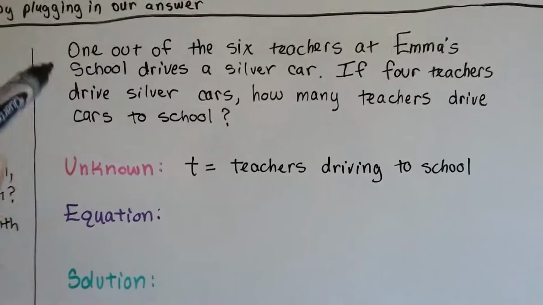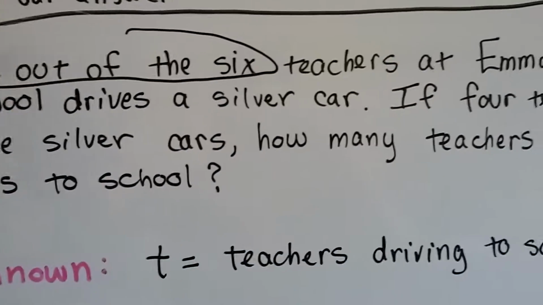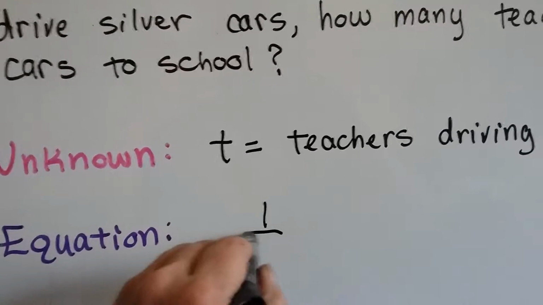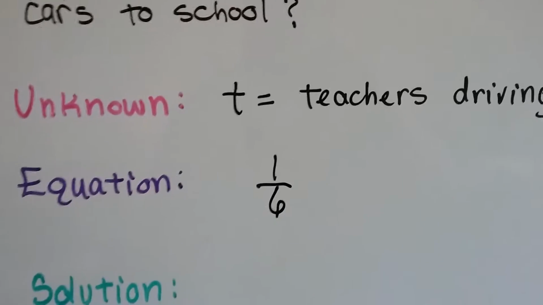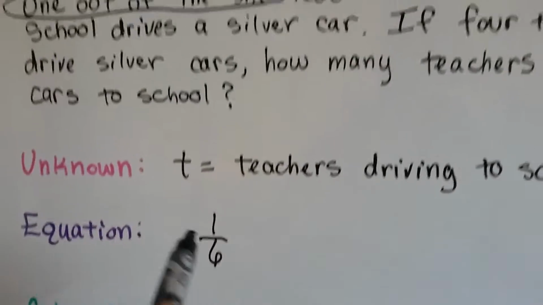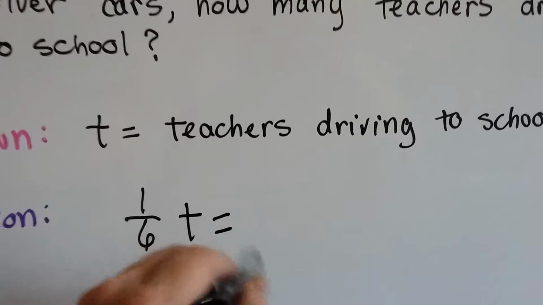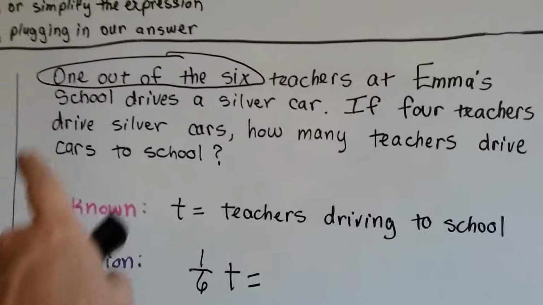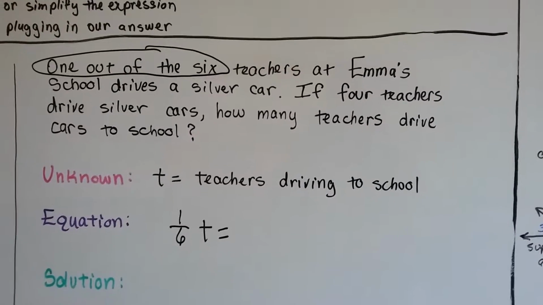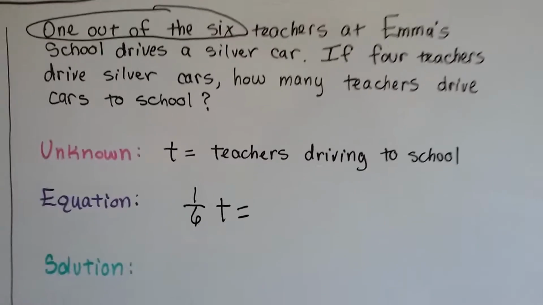This is a ratio. Do you remember that ratios are fractions? What is 1 out of 6? 1 out of 6 would be 1 of 6 teachers. See? 1/6. So now we've got 1 out of 6 T equals, do you see the other number, the big number that it's going to equal? Do you see it there? 4. 4 teachers drive silver cars.